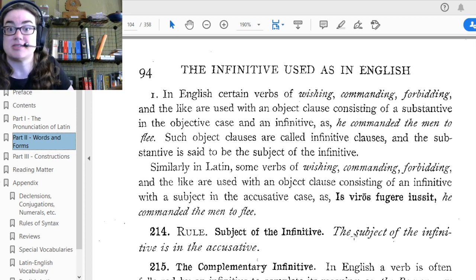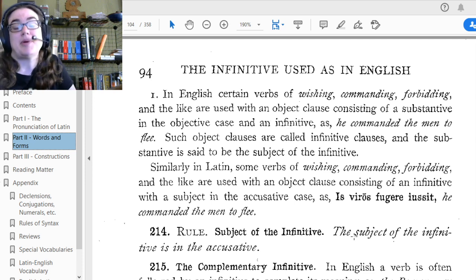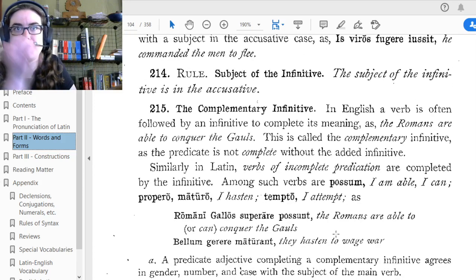That makes sense because it's the direct object of command. Eos viros fugere iussit, he commanded the viros, the men, to flee, fugere. I believe iubeo is the only verb of command that does not take an indirect command structure. So iubeo is the only command where you can say accusative plus infinitive as the object clause. But that might be the only one you know right now, so we don't have to worry about it. So the rule is the subject of the infinitive is the accusative, right?